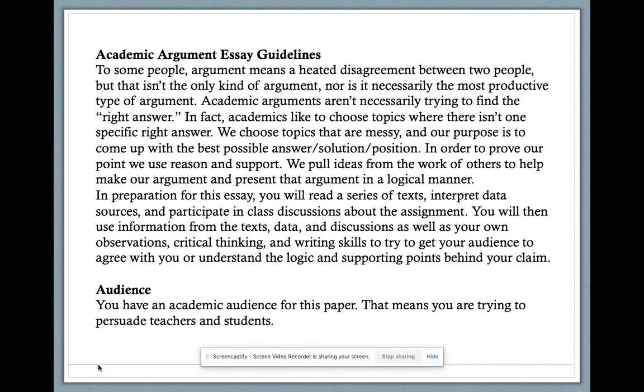Not that you have the right answer or that there even is one way to answer a particular question, one particular solution to find. So we're open to all sorts of different approaches to our assignments when we're talking about academic argument. Keep in mind that for this paper, your audience is your teacher and your fellow students.